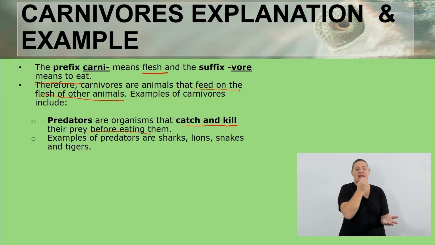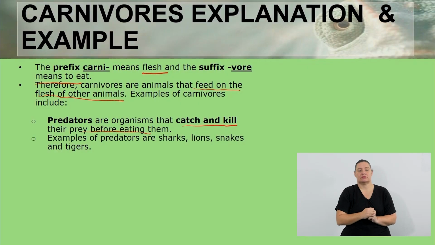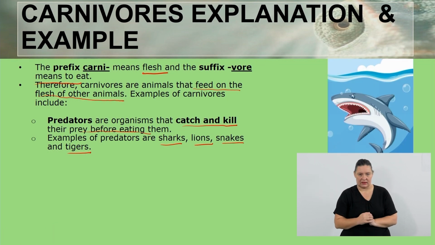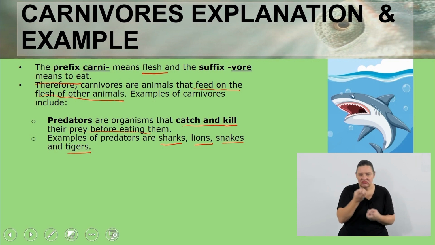So that is the first type of carnivore. It is a predator and it catches and kills its prey. So examples of predators are sharks, lions, snakes, tigers, and there's more. So here's an example of our predator, which is a shark. If you can see, it's a very angry shark, probably hunting or trying to catch a prey.